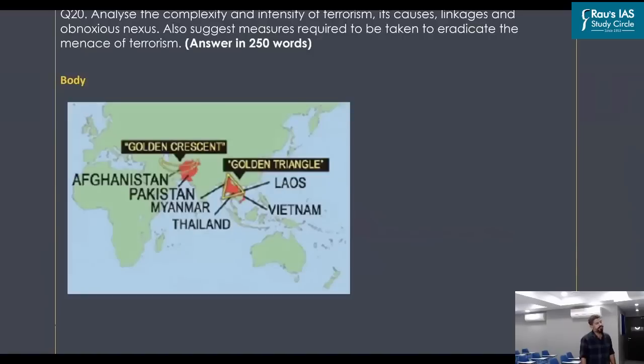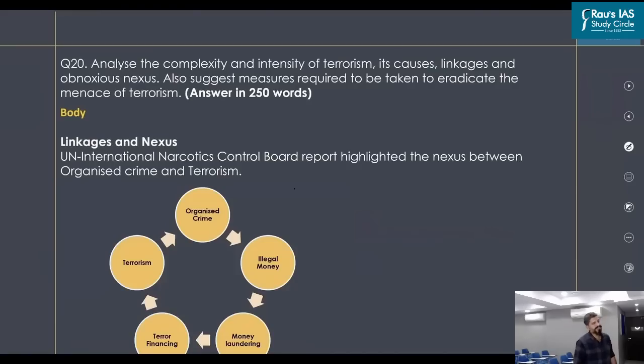Next part will be to create the linkages and nexus between terrorism and organized crime. In this, you can highlight the report which we discussed in the class, that the UN International Narcotics Control Board in its report highlighted the nexus between organized crime and terrorism. This is how you can relate terrorism with organized crime, and you could have drawn a diagram in order to reduce the number of words. That is how you increase the number of dimensions that you write in your answers.